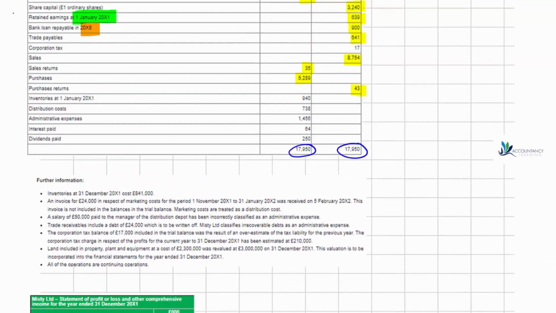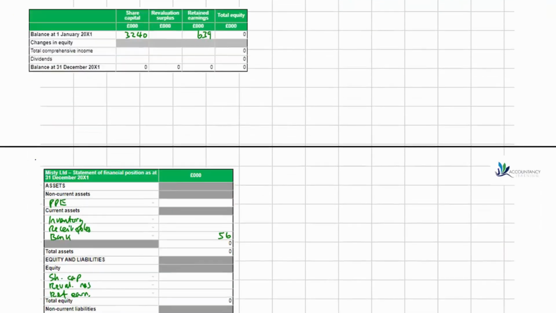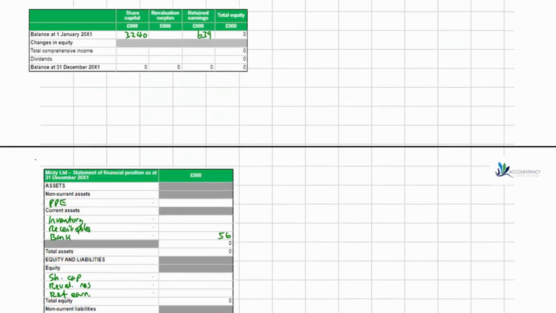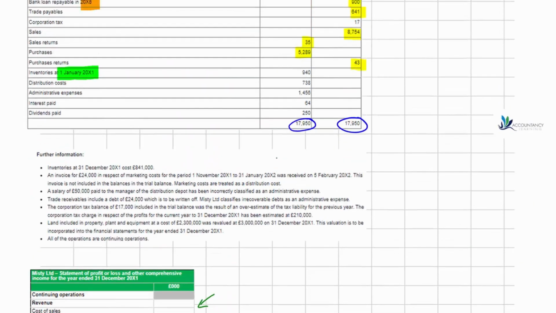And then we have inventories. So notice we've got inventories again at the beginning of the year. This is our opening inventory of 940. So that can also go into our cost of sales working. So we've got opening inventory of 940. And we can highlight that.